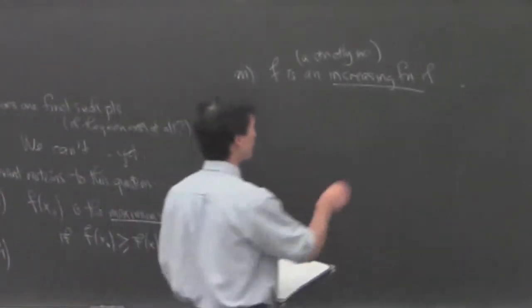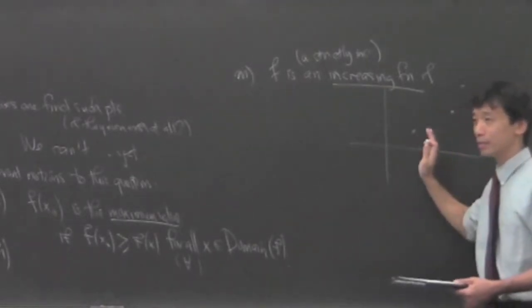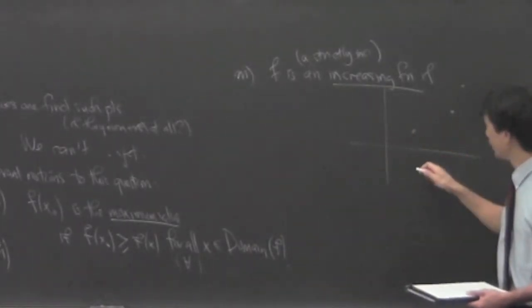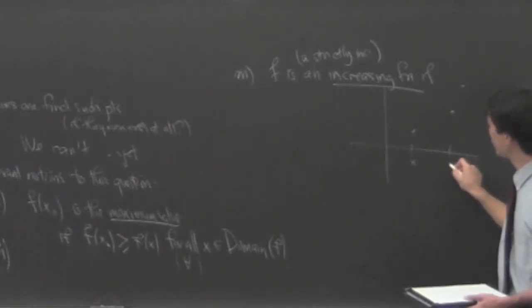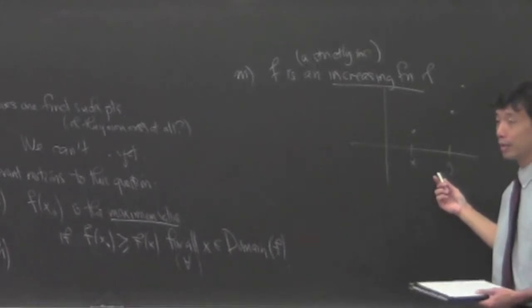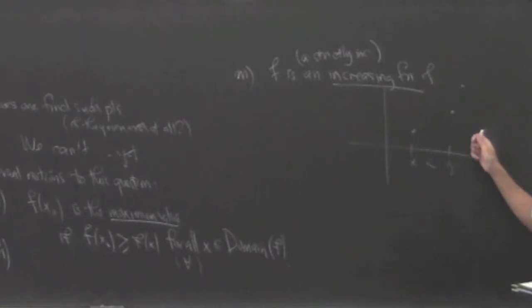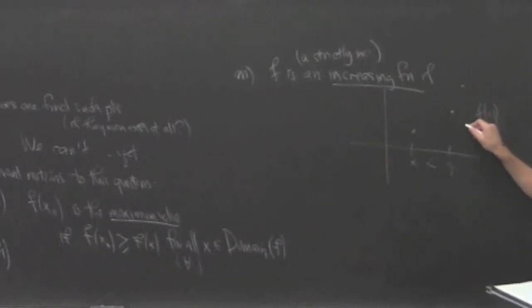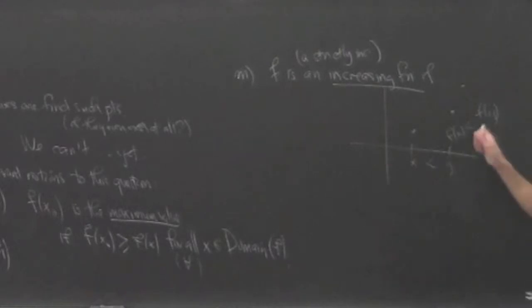What do you think? Well, the function's got to be like this, right? It's a going up function. So whenever you've got 2 points, x and y, and let's say x is smaller than y, then what should happen? It should go up. And so f of y has to be greater than f of x. That's the definition.